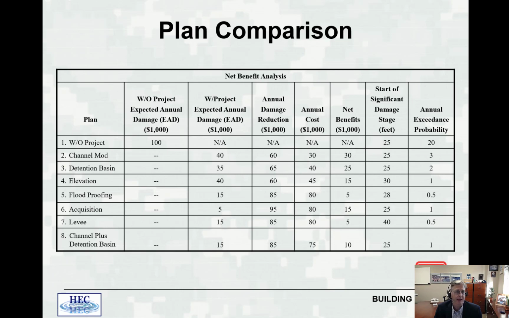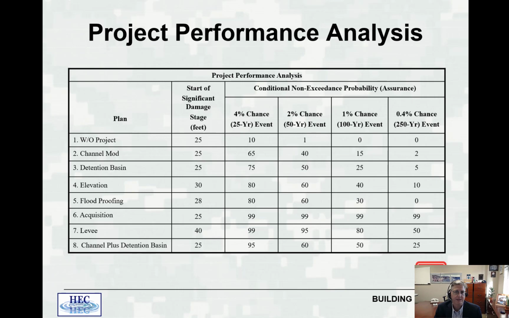We know what our NED plan is, it's channel modification. Let's look at some other performance indices. So for example, let's look at conditional non-exceedance probability, or assurance. The without project plan, start of significant damage is 25 feet. You have a 10% chance of being protected, or containing the 25-year event. You have a 1% chance of containing the 50-year event. You have a 0% chance of containing the 100-year event or the 250-year event.